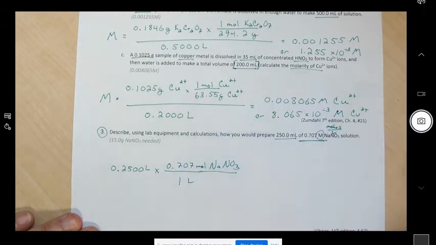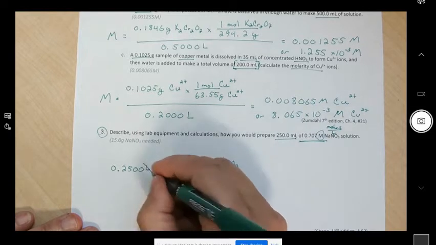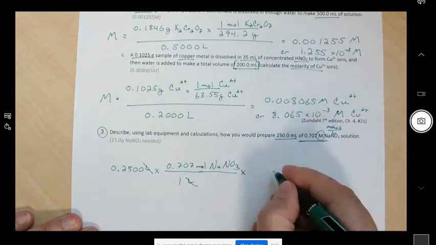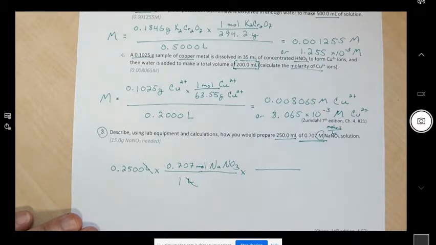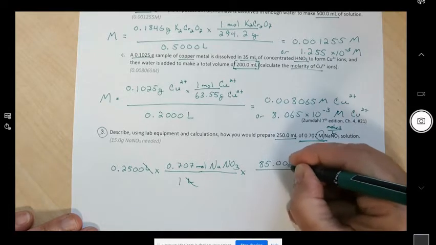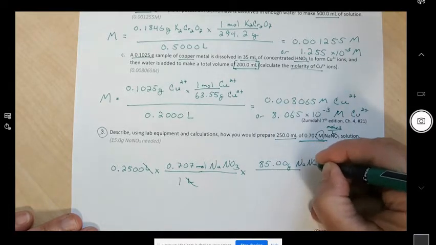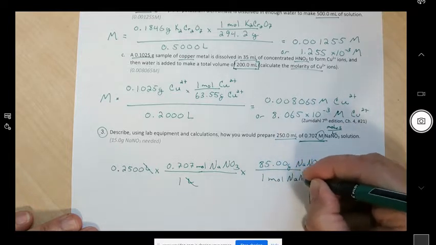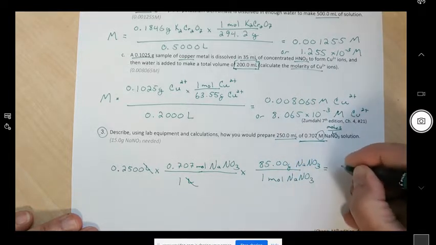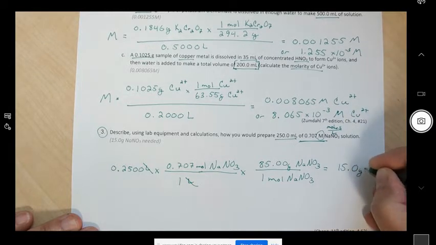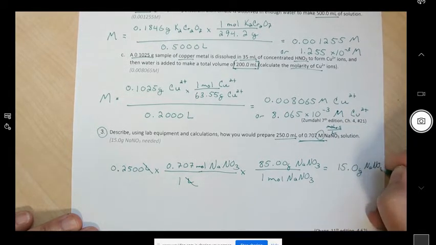So I'm just going to turn my molarity right into a conversion factor. Get rid of liters when I do that. And then to figure out the mass of sodium nitrate I need, I'm going to go ahead and use molar mass, which is 85.00 grams of NaNO3 for every 1 mole of NaNO3. So that tells me I have to mass out approximately 15 grams of NaNO3.